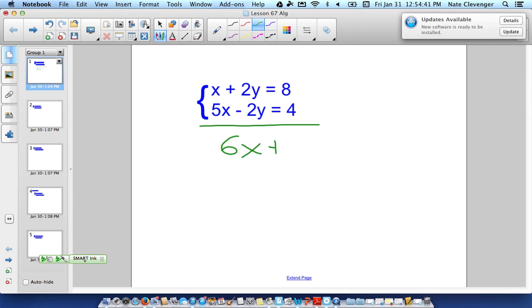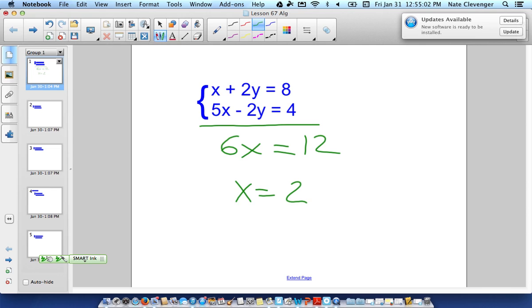0y. And what is the value of 0y? 0. So I'm not going to place it. This has been eliminated. The y has been eliminated in this situation. And then we add 8 plus 4, 12. So x equals 2.